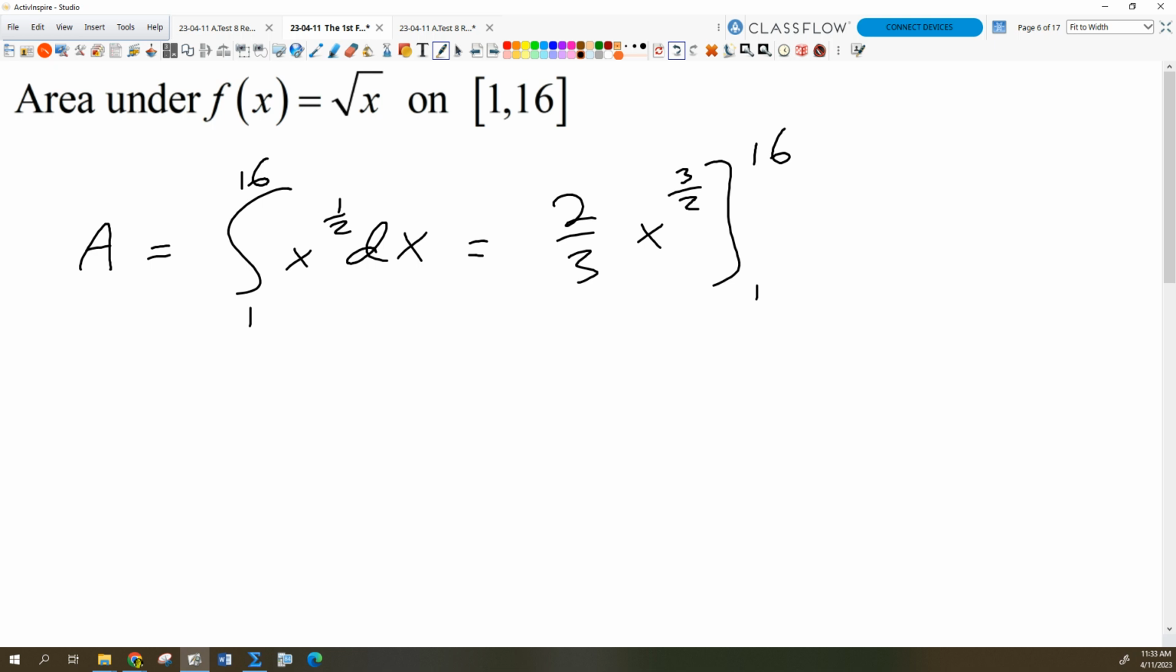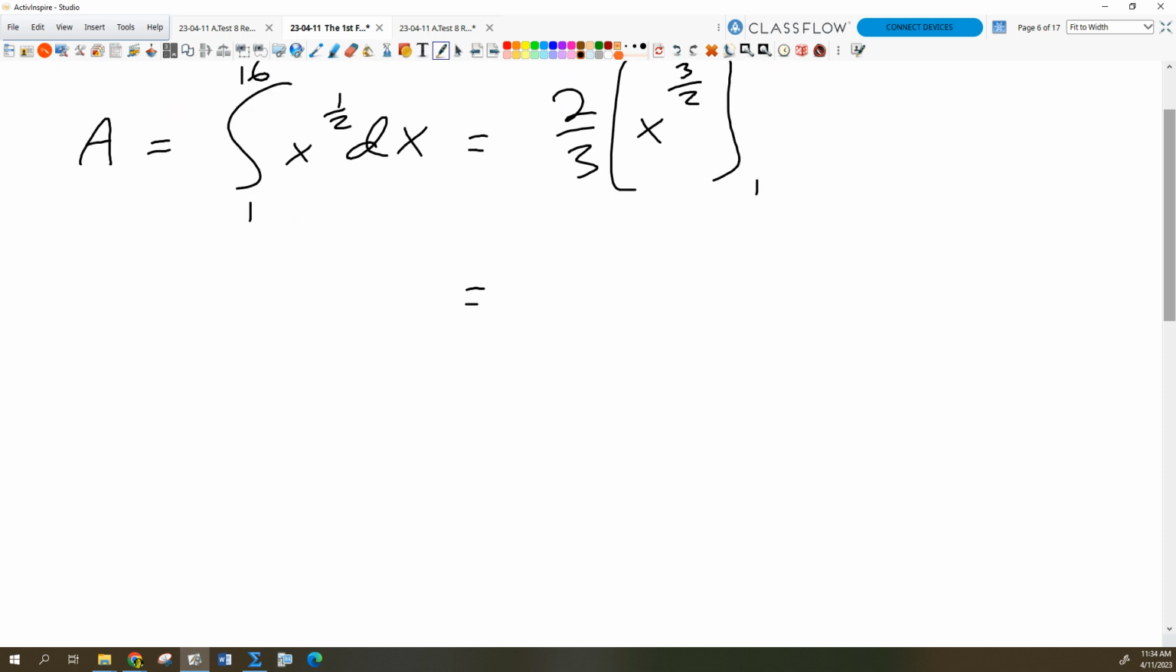Okay, I got a question for you. What can I do with that 2/3? What are my options? I could include it in my calculations, but I could also just bring it out front, right? You see why? Because the 2/3 is going to be a factor. I'm going to get 2/3 times 16 to the 3/2 minus 2/3 times 1 to the 3/2. We'll just factor the 2/3 out. It's the same multiplier, the same coefficient in both terms. So isn't that a little more efficient just to do that? We're going to get 2/3 times whatever we get when we evaluate our definite integral.